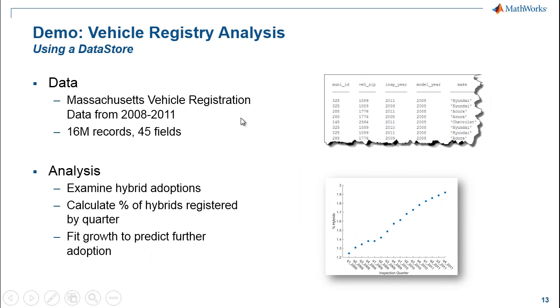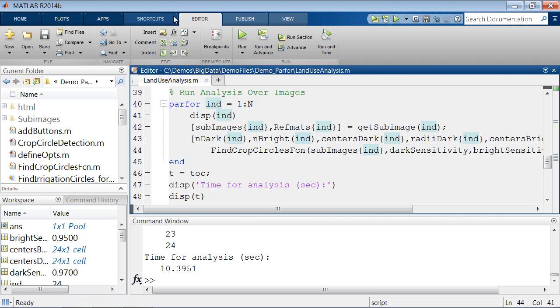So let's look at a quick example. This is the Massachusetts vehicle registration data from 2008 to 2011 and has 16 million records with 45 fields per record. And let's say we want to scan through this file and compute the percent of hybrids registered by quarter. So let's hop back over to MATLAB.